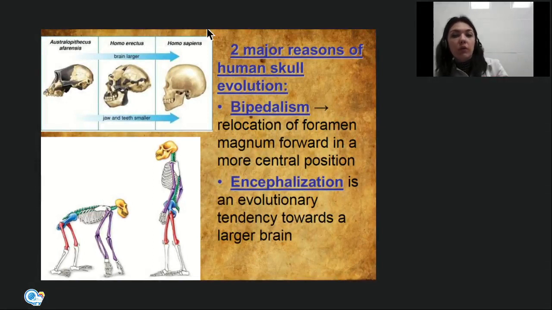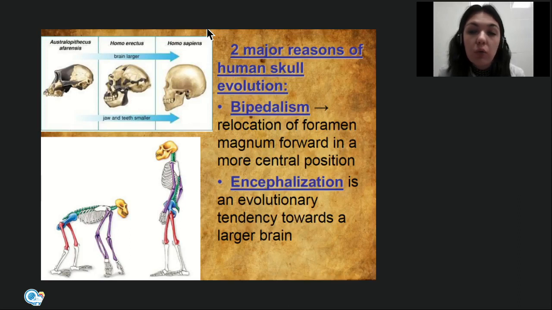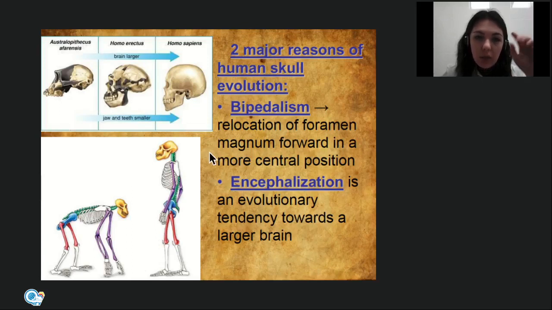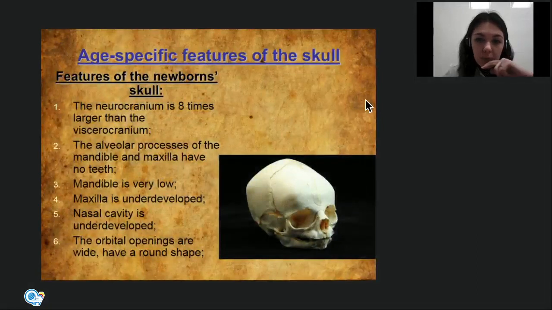So there are two major reasons of human skull evolution. It is bipedalism, that is relocation of the foramen magnum forward. Due to bipedalism, the foramen magnum was relocated forward to a more central position. And encephalization, it is an evolutionary tendency towards a larger brain. Because now we stand on two legs, to displace the center of gravity, the foramen magnum was relocated into a more central position. So these are two main changes which occurred.